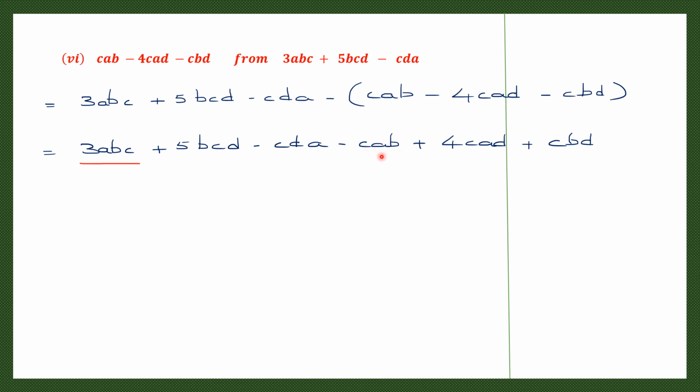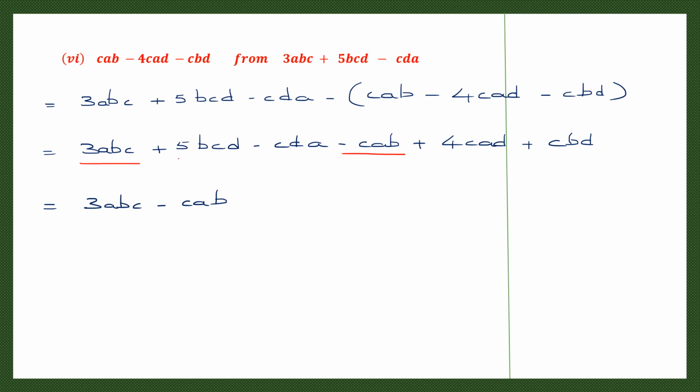The order is different, but we still have the same letters, the same literals, ABC. So this is the same as this. So let's write this down. So this is ABC. Do we have any other ABC? A, B, C. No, only this. So let's write these two together. So what do we have? Here we have 3ABC minus CAB. It's the same as ABC because they have the same literals with it.